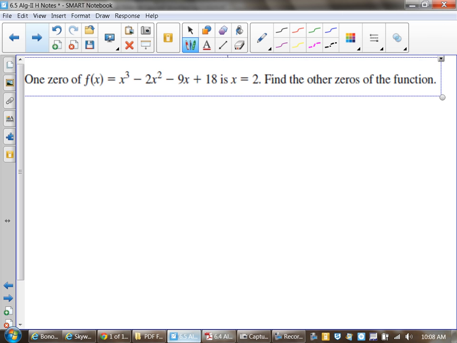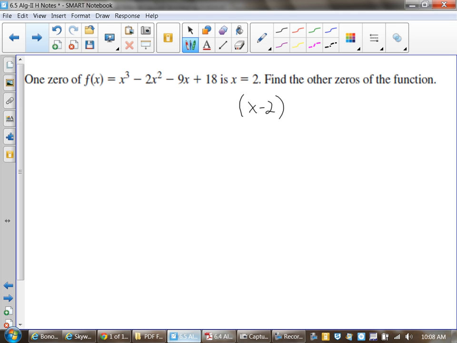Again, I have a 0 at 2. I have a 0 given to me at x equals 2. If my 0 is x equals 2, what's my term? So I know that I will have an x minus 2 as one of my factored terms. The function I'm looking at is x cubed minus 2x squared minus 9x plus 18.